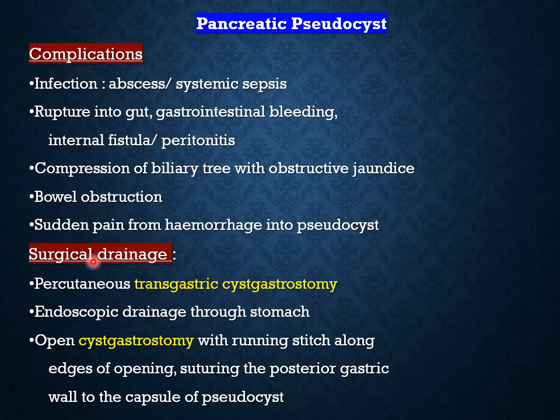The treatment of pseudocyst is by percutaneous transgastric cystogastrostomy, endoscopic drainage through the stomach, or open cystogastrostomy. The idea of this treatment is to drain the cyst into the stomach, okay, either percutaneously, endoscopically, or through an open method.